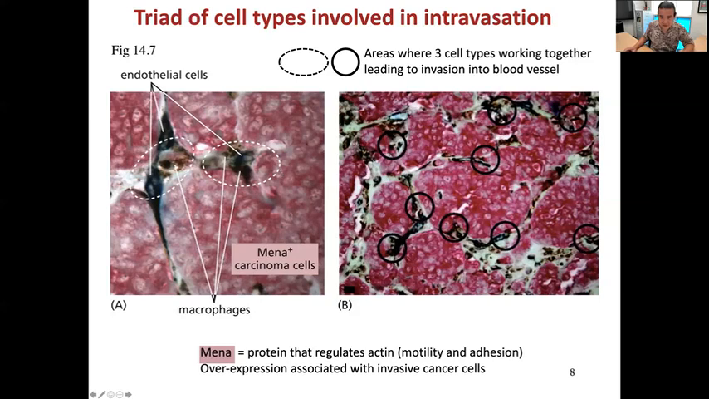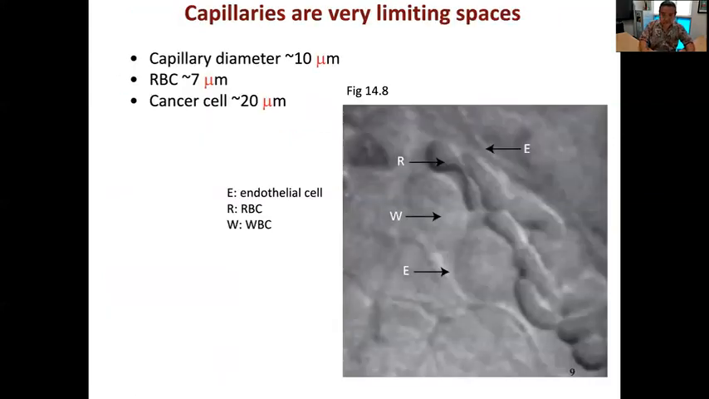Right. So in these circled regions on the right, you can see the same thing: evidence of macrophages, the carcinoma cells, and the endothelial cells of the capillaries working together. One thing to keep in mind is that capillaries are very limited spaces. Remember, the capillaries are the teeny tiniest arteries that are spreading through our tissues to supply all of our cells with nutrients and oxygen and take away carbon dioxide, etc.